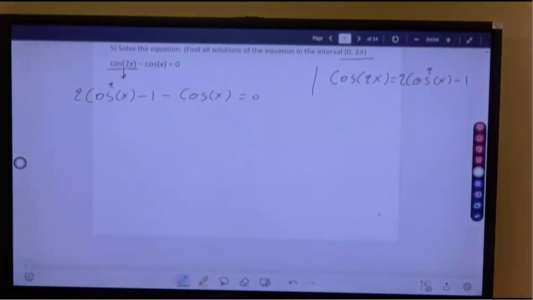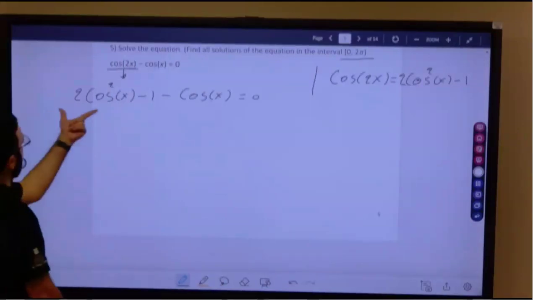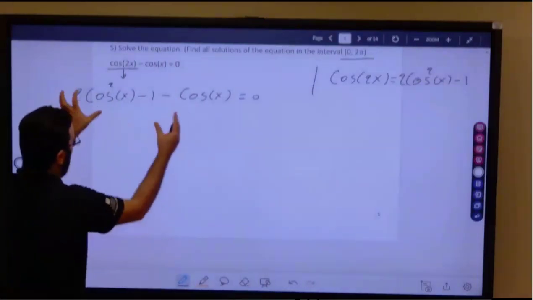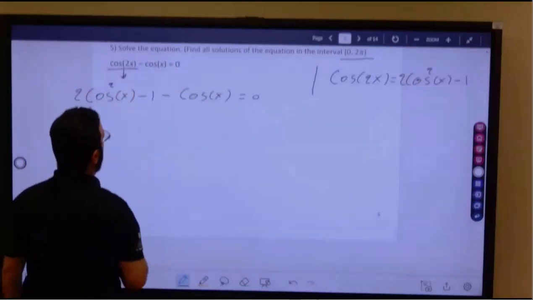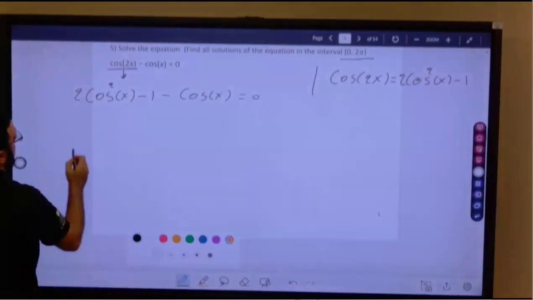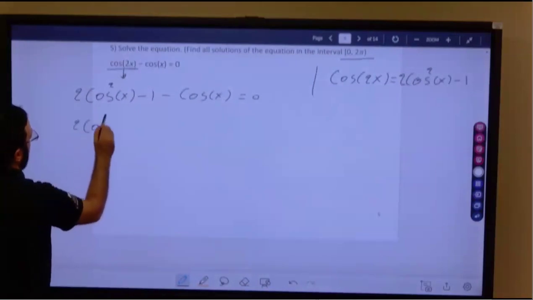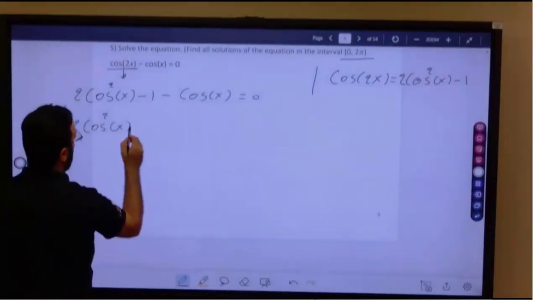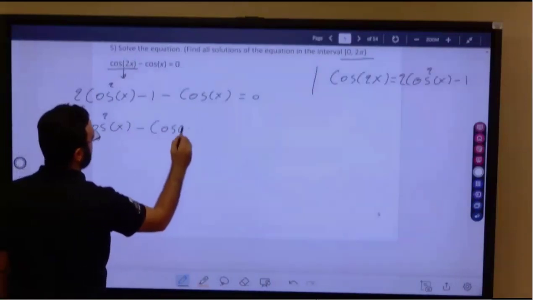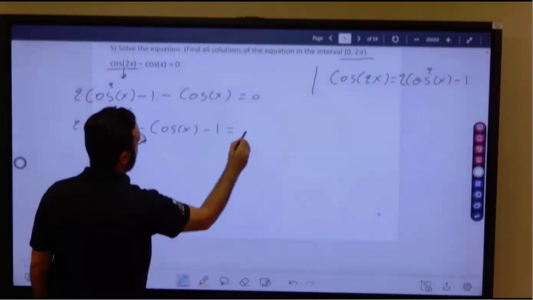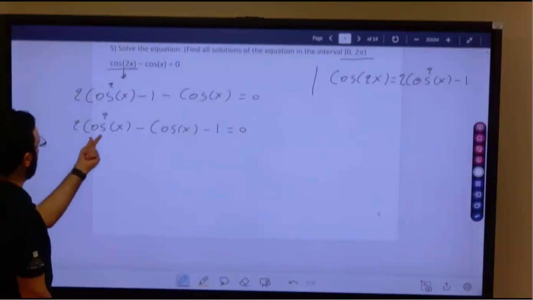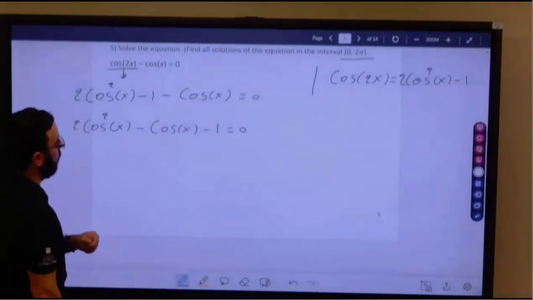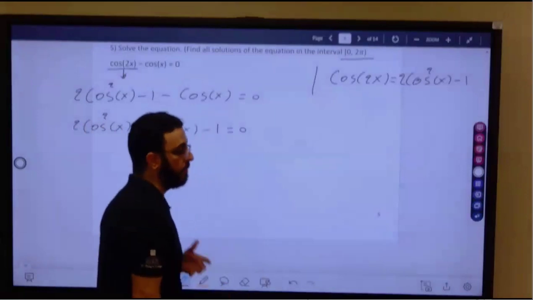Now, what's the next step? How are we going to solve this one? Think about that. This is the first term, second term, third term. There's a minus here and there's a minus here. I can rearrange this one again. So I can say it's 2 cosine squared x minus cosine x minus 1 equals 0. I'm just going to flip these 2 terms. Now, if you look at this one, it looks like 2x squared minus x minus 1, just like a trinomial. So I can solve it by factoring.